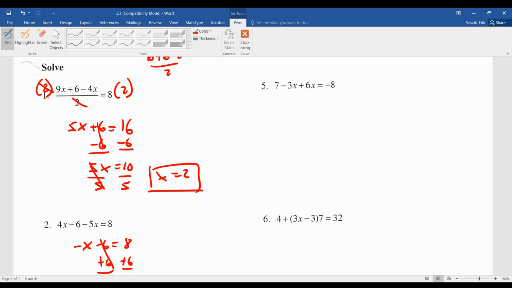Now, I'm hoping that you paused it and tried it. Combine like terms, negative 3x plus 6x is 3x. I'm going to move this 7 over. Now, you got to be careful here. Negative 8 and negative 7 is negative 15. Do my division to get x by itself, and I get negative 5.